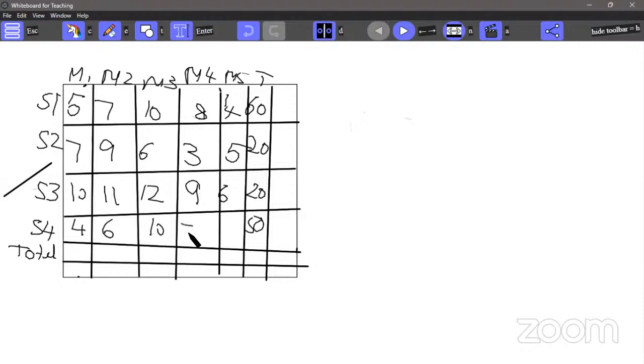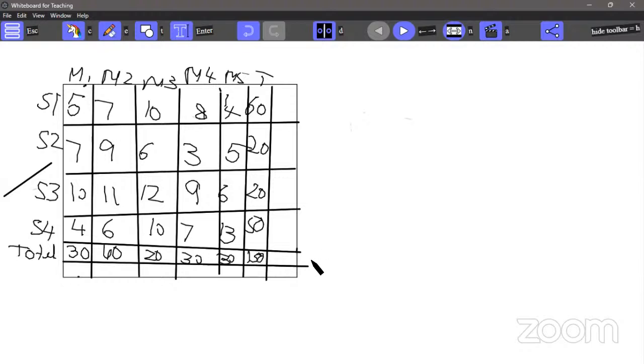Step 1. Is it a balanced problem? Is total demand equal to total supply or not? It is equal. If it is not equal, you have to make it equal by creating a dummy factory or dummy warehouse. In this case, it is equal.